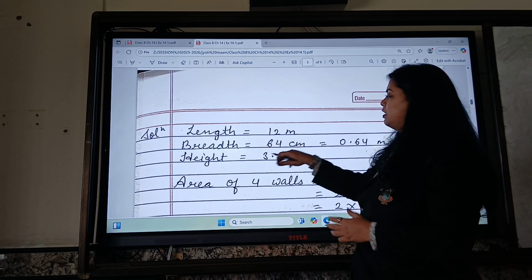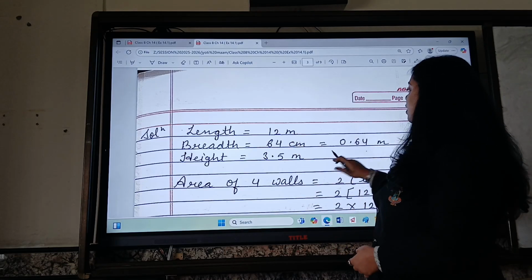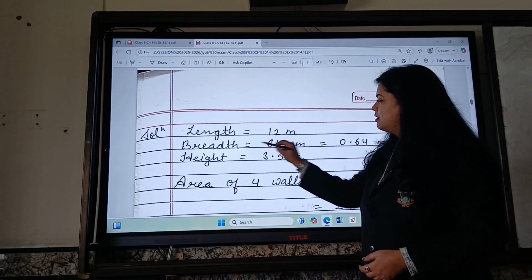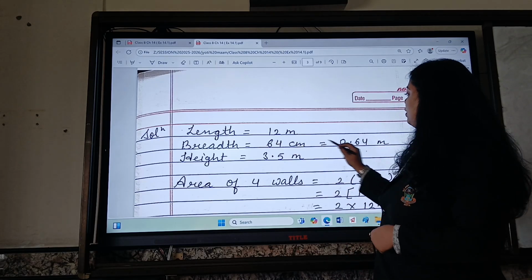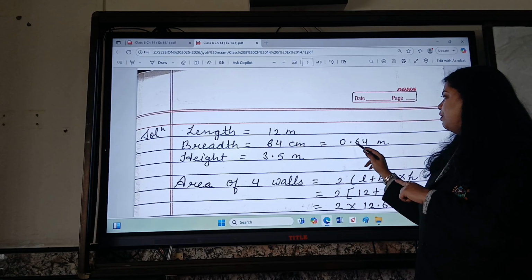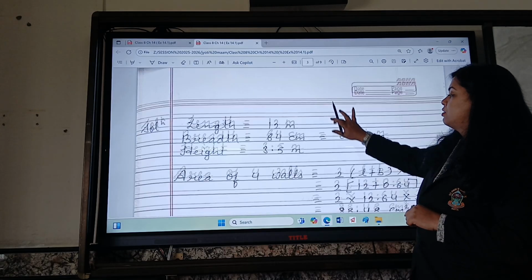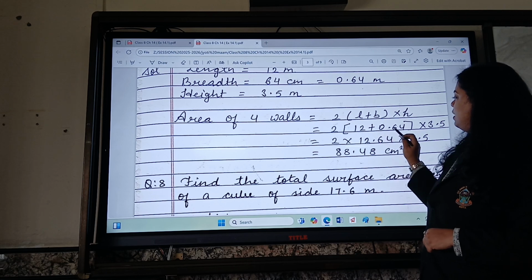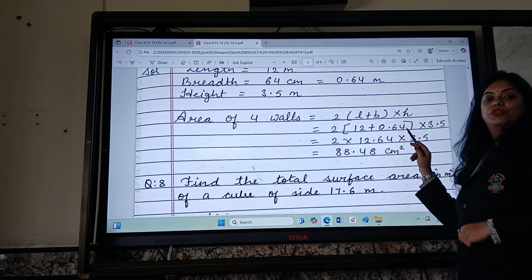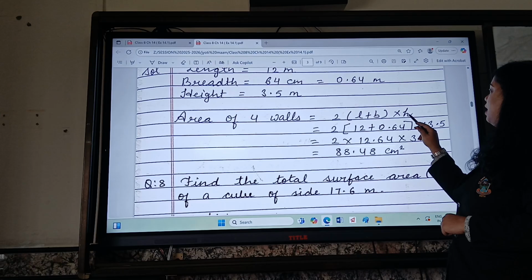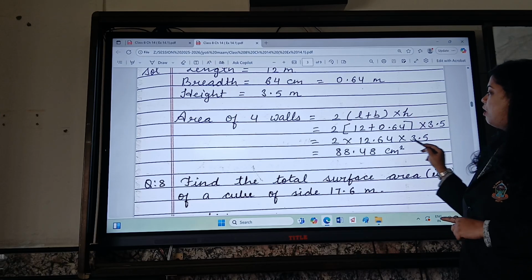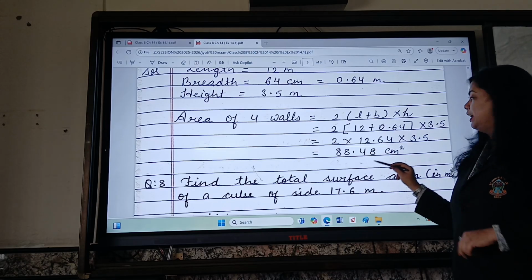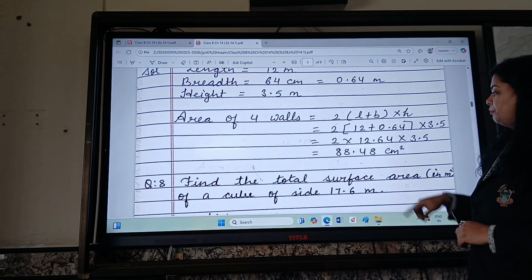The same formula we are going to use here. First we will write the measurements. These both are in meter, but breadth is given in centimeter. I will convert it into meter. Hence, I have 0.64 meter. So, area of 4 walls is 2 into (L plus B) multiplied by H. After addition, you will have 12.64 in the bracket, and the height which is outside the bracket, all three numbers will multiply together. Your result will be 88.48 meter square.